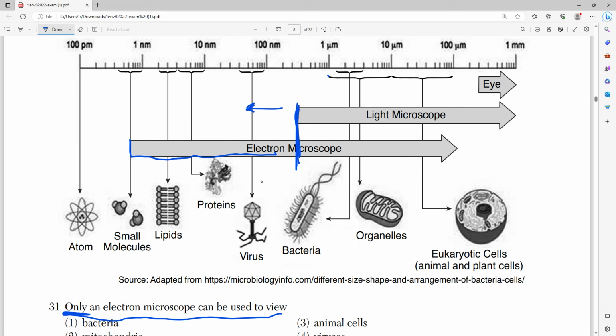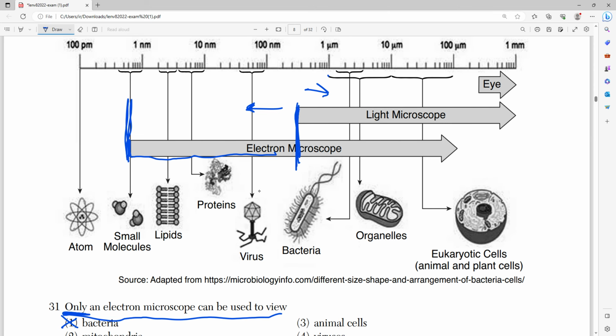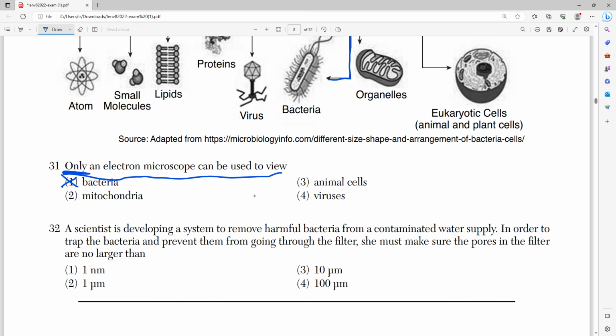Why? Because if it falls in this section and forward, it can be viewed by both the electron microscope and the light microscope. We want to view something that can only be viewed using an electron microscope. Only that. Not something that can be viewed with the light and electron, only electron. So what falls under that category? Well, straight off the bat, bacteria I can cross out, because if you look where it's labeled, bacteria fall under both the light microscope and the electron microscope. Can't be mitochondria.